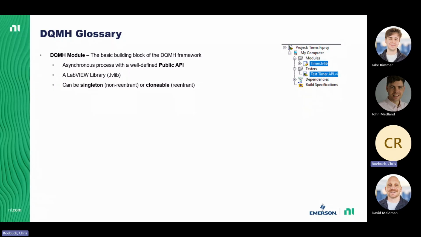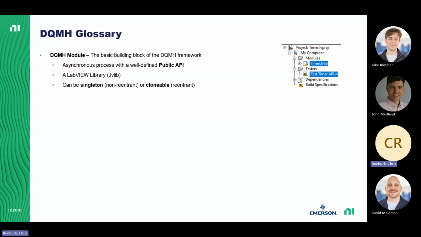I'm not going to go into depth about this, but it can be the DQMH toolkit that you download from VI Package Manager. It allows you to create two types of DQMH module. You can create what's known as a singleton, which is a non-reentrant module, or a clonable reentrant module. A singleton means that if you try to launch multiple instances of a module, you will not be successful. You can only ever have a single instance of any given module in memory at any time. If you try to load a new instance of it, you will simply return a reference to the original instance.